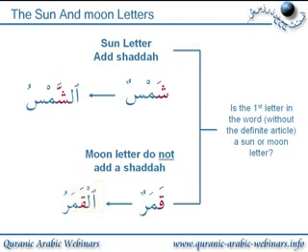Okay, so we're going to look at a few examples to sort of build on this. And remember, if you just remember these two words, shams and qamar, then effectively you've got the two words you need to remember for this particular rule, and that's why they're called the sun and moon letters, because it's a simple example to remember.